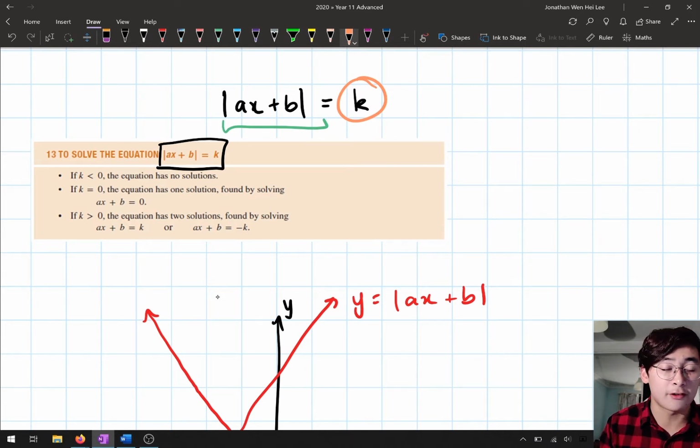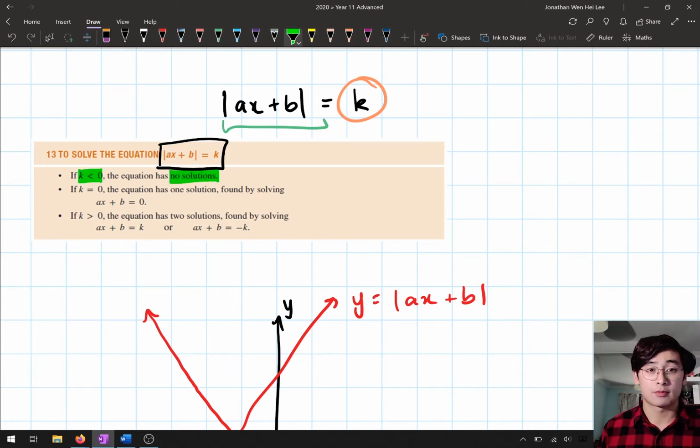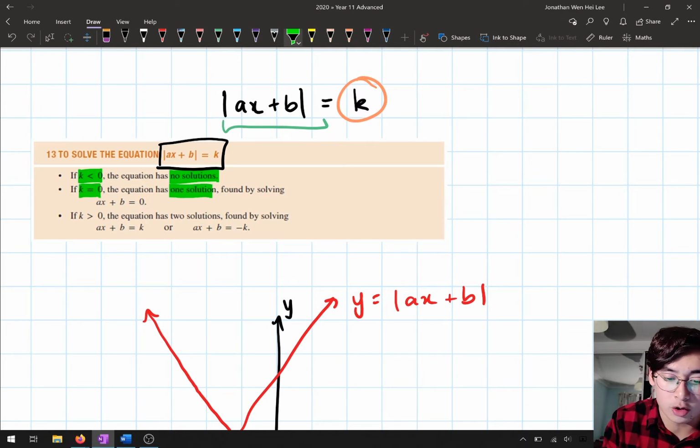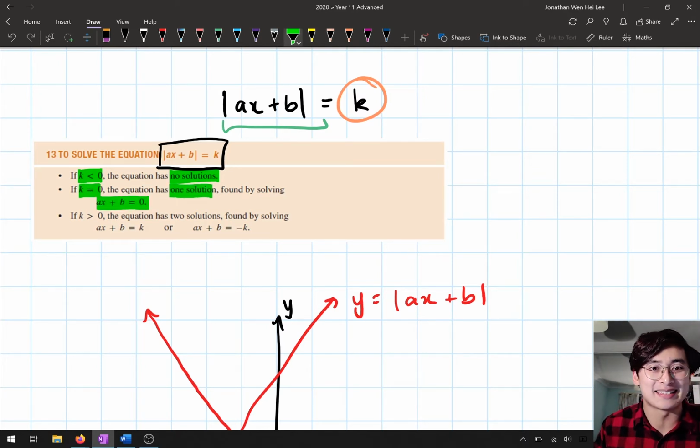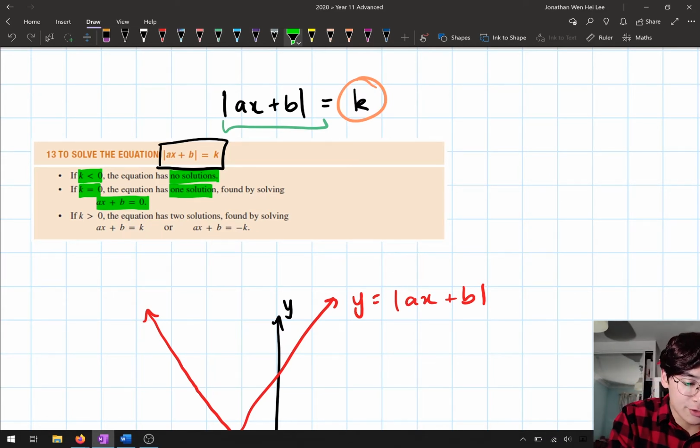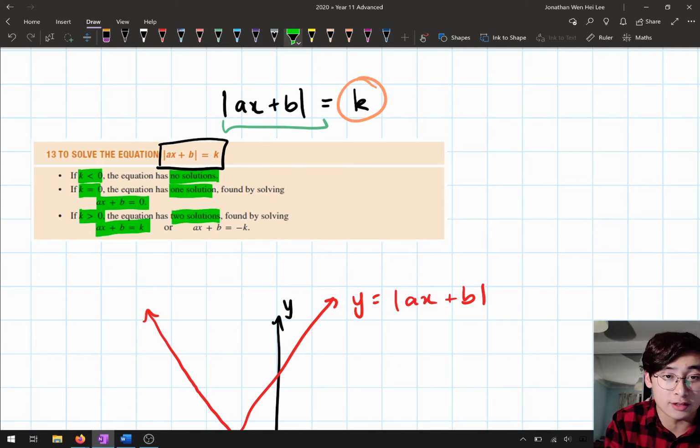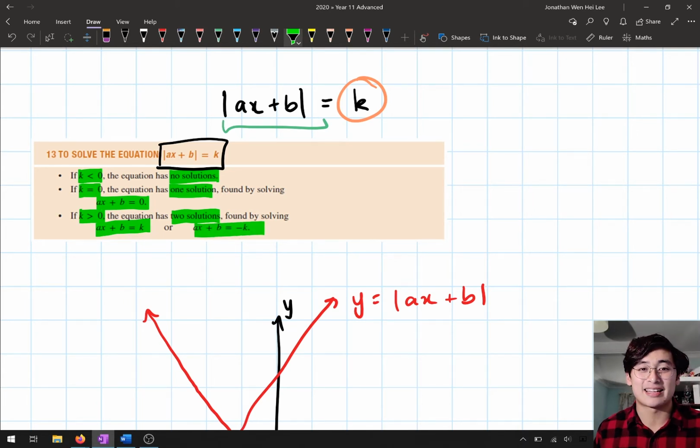The first condition is if k is negative, or if k is less than 0, the equation has no solutions. Okay, cool. So if k is less than 0, we have no solutions to our equations. There's no x values that satisfy this equation. If k is equal to 0, then there's one solution, and this is found by solving ax plus b is equal to 0. And if k is greater than 0, there are two solutions, and we find them by solving these two equations. ax plus b is equal to k, and ax plus b is equal to minus k.